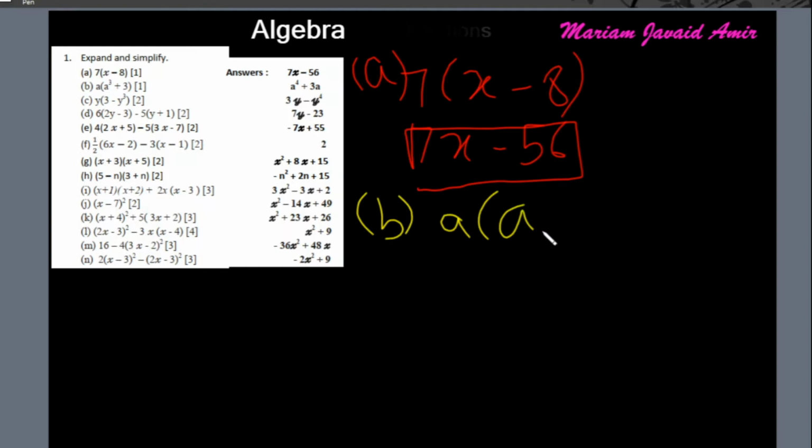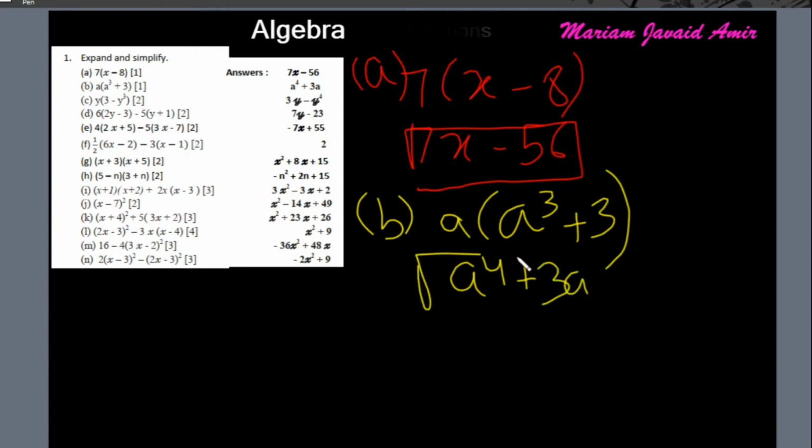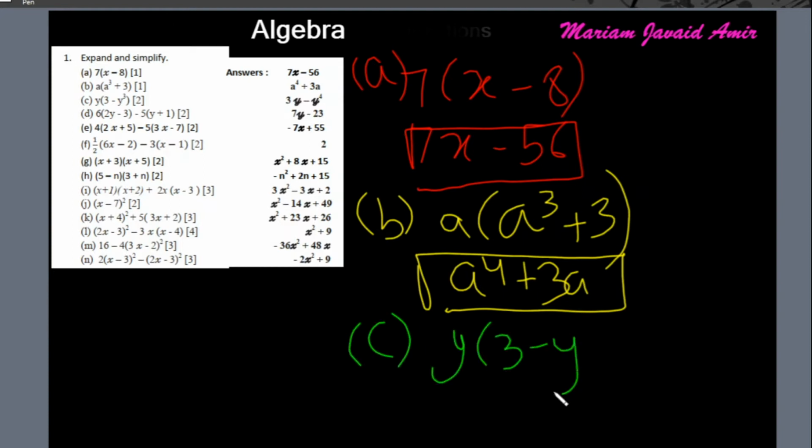Part B is simply a times (a cube plus 3). We open the brackets, we get a power 4 plus 3a. Answer for part B. Part C is y times (3 minus y cube). Simply open the brackets and this becomes 3y minus y power 4.